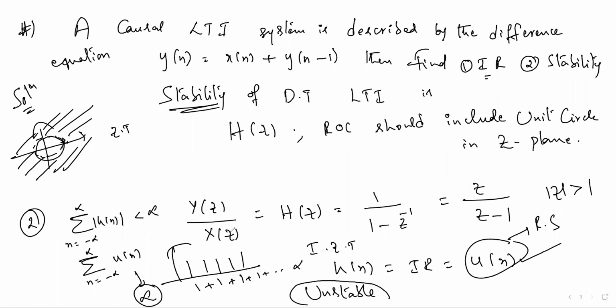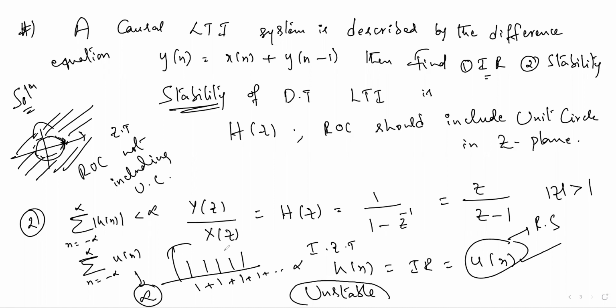Here mod z is greater than 1, not equal to 1. The unit circle is not included. The ROC starts after the unit circle. So the ROC is not including the unit circle in this problem. That's why we can confirm that it is an unstable system.